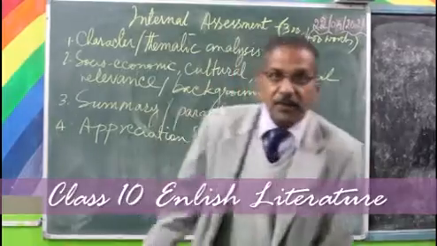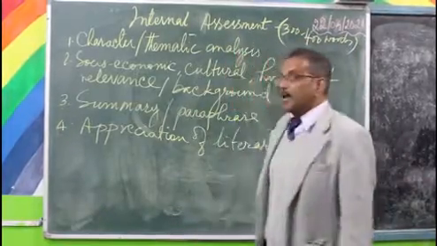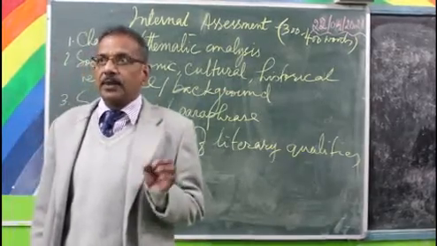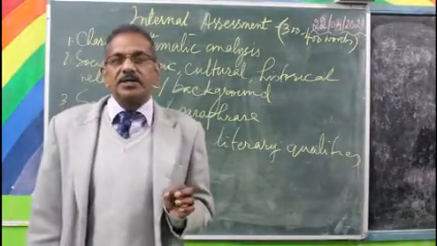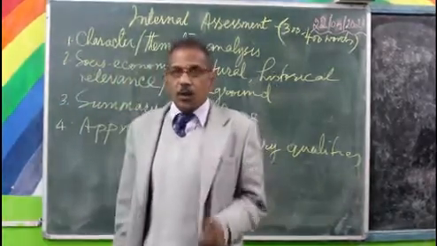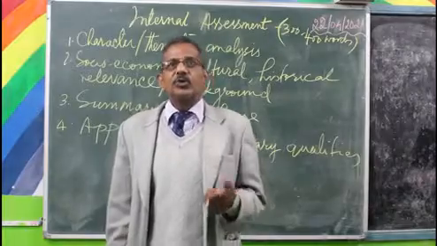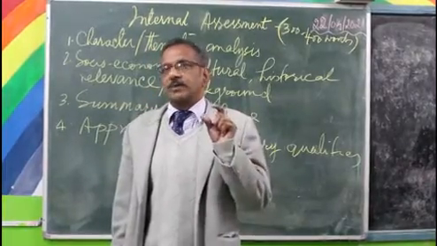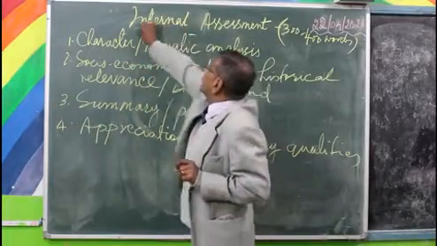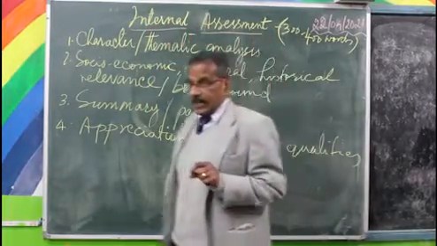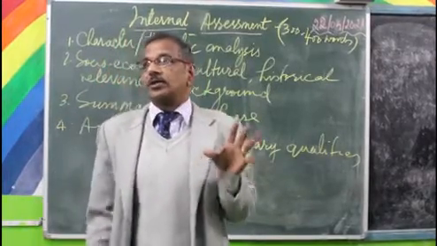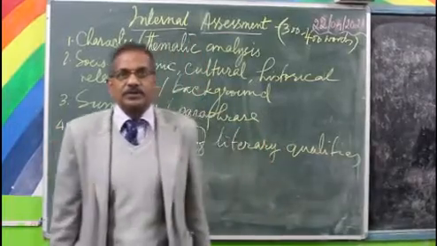Friends, here once again we are online, and today I am going to tell you how to prepare your internal assessment for English literature. For English 1 as well as for English 2, you need to submit a project which we shall call the English internal assessment. The length of each of these assignments should be about 300 to 400 words.